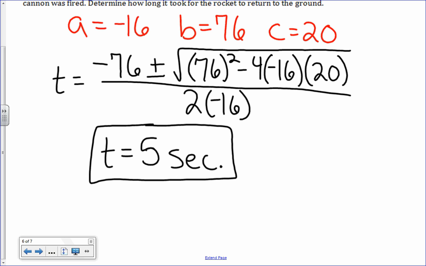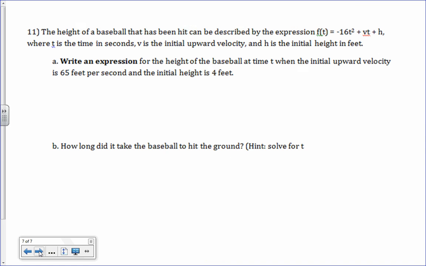All right, let's move to number 11. All right, on number 11, the height of a baseball that's been hit can be described by the expression, and again, it's the same one, negative 16t squared plus v times t plus h, where t is time in seconds, v is the initial velocity, h is the initial height. A says write an expression for the height of a baseball at a time t when the initial velocity is 65 feet per second and the initial height is 4. What that's saying is the v value is 65 and the h value is 4. So it wants us to write a new equation.